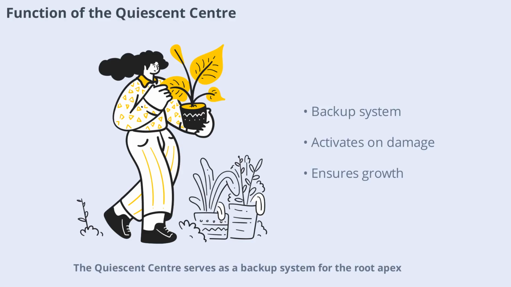Quiescent center serves as a backup system for the root apex. When the actively dividing cells at the tip are damaged or depleted, the quiescent cells can become active and start dividing to replace them. This ensures that the root can continue to grow and repair itself even under stressful conditions. The presence of a quiescent center is a remarkable adaptation that helps plants survive in challenging environments.